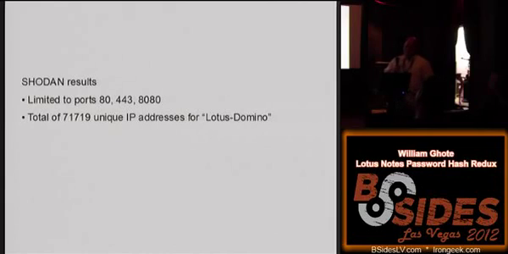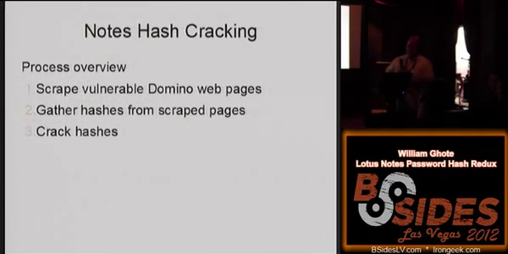Truthfully. So, 71,000 results. Now, these are just raw Domino servers that at one point in time were exposed to the internet, and of course, they may or may not be up now. So, what do I do with that? Well, I've shown you basically how I scrape those web pages. Now I want to gather those hashes together, and this is where the Raptor Domino hash program does its magic. But I wanted something a little bit different. And then I'm going to crack those hashes.